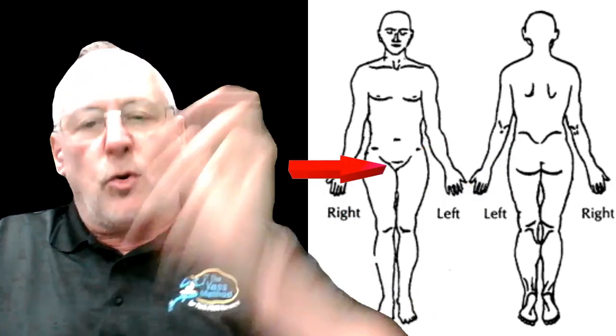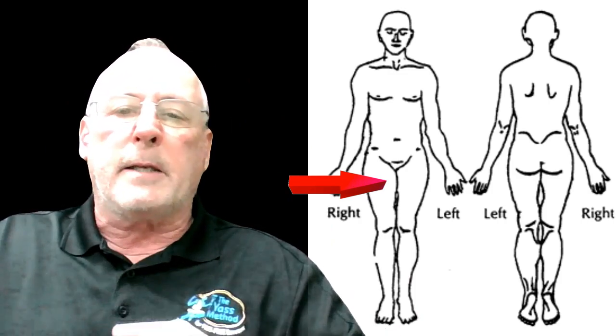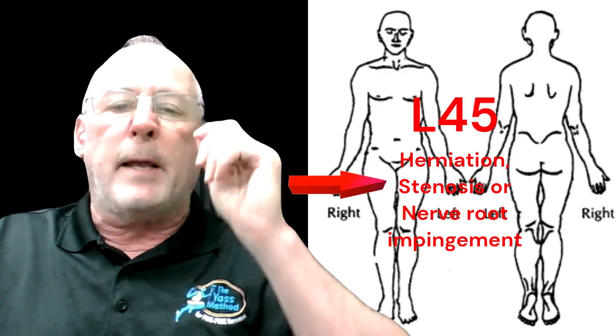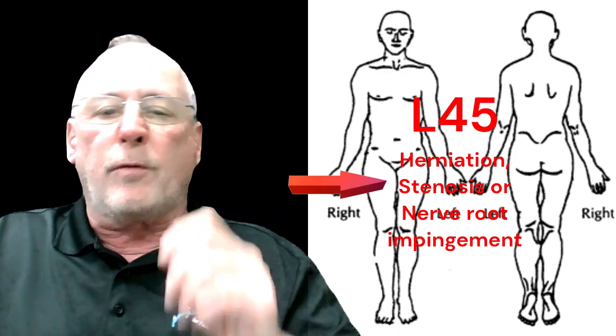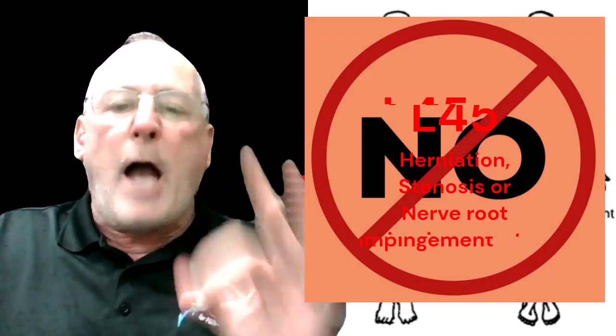I don't care if you have pain at your back. I don't care if you have pain in your butt, the side of the thigh, the side of the hip, the groin, the front of the side. I don't care where your symptom is. If someone is telling you that the cause of that symptom is L4-5 nerve root impingement, stenosis, or herniated disc, you are being lied to.